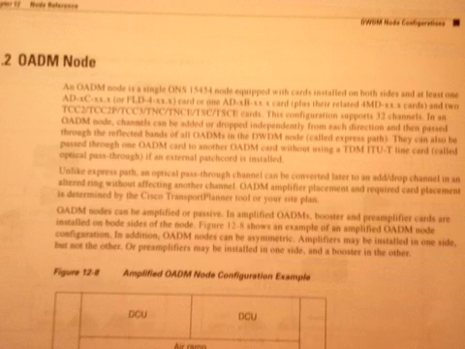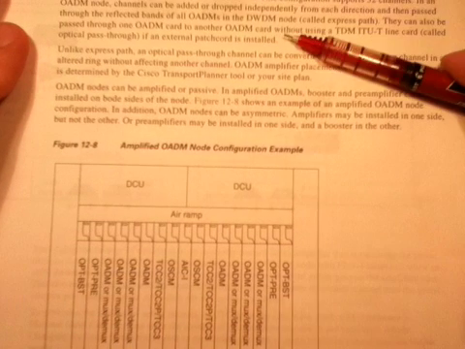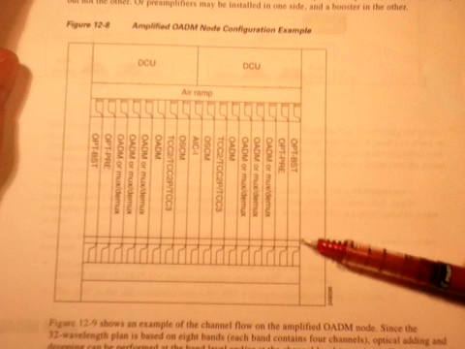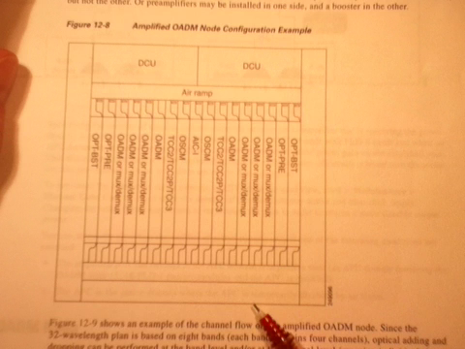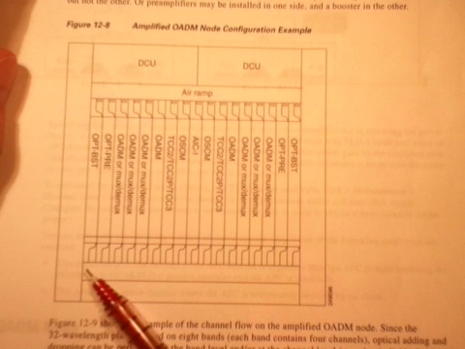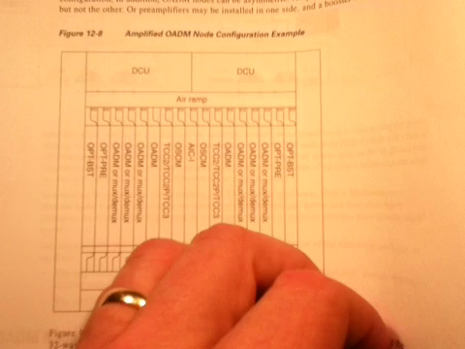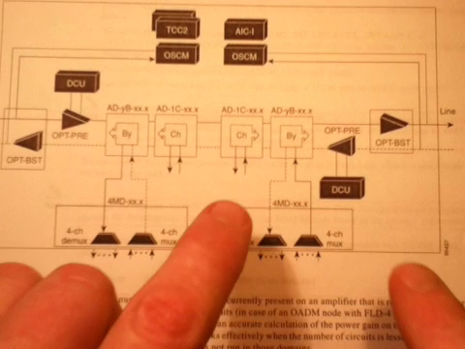And in this chapter, they not only describe the nodes, but they give you an example configuration of what the main shelf would look like to configure that node. So they show you the picture of it here. They also then show you the block diagram of that node.